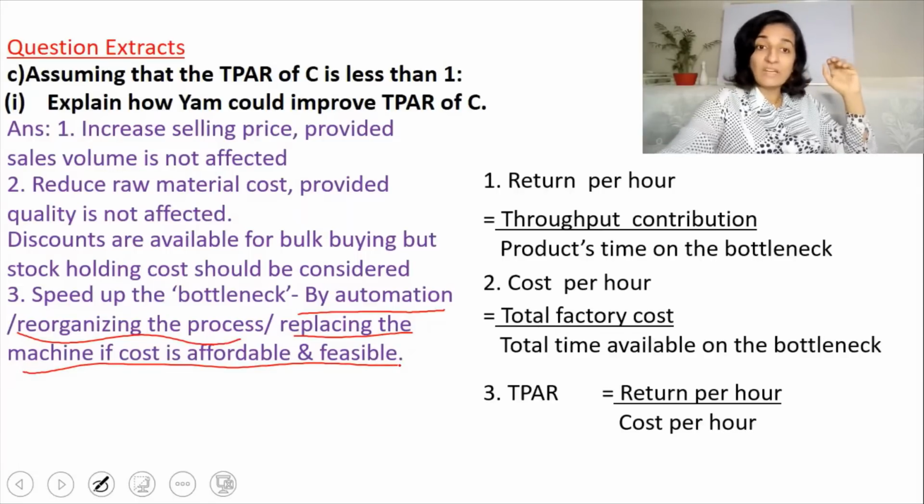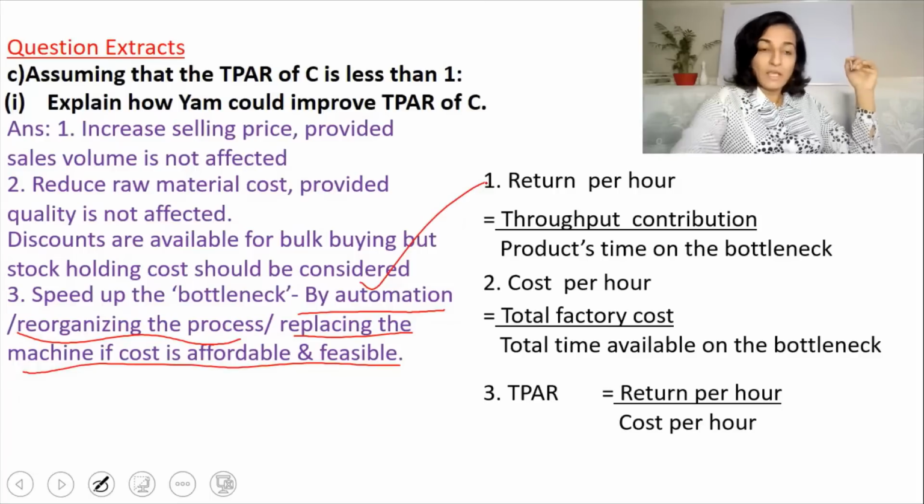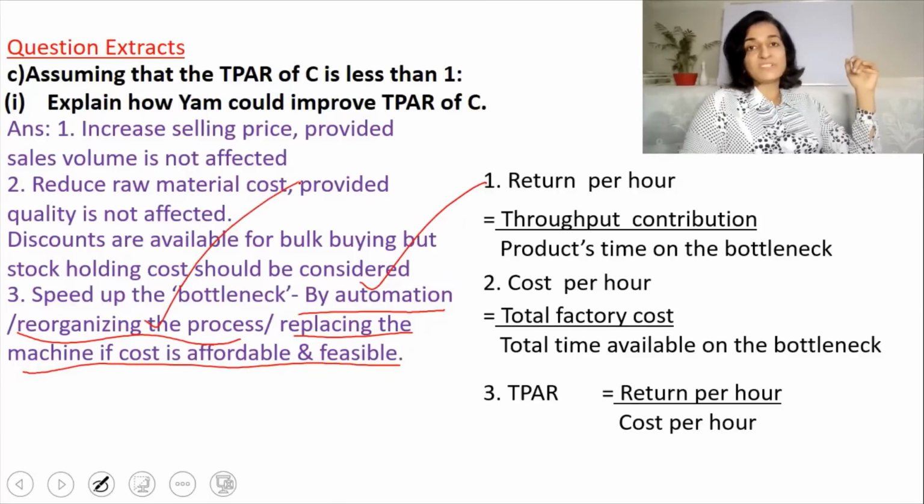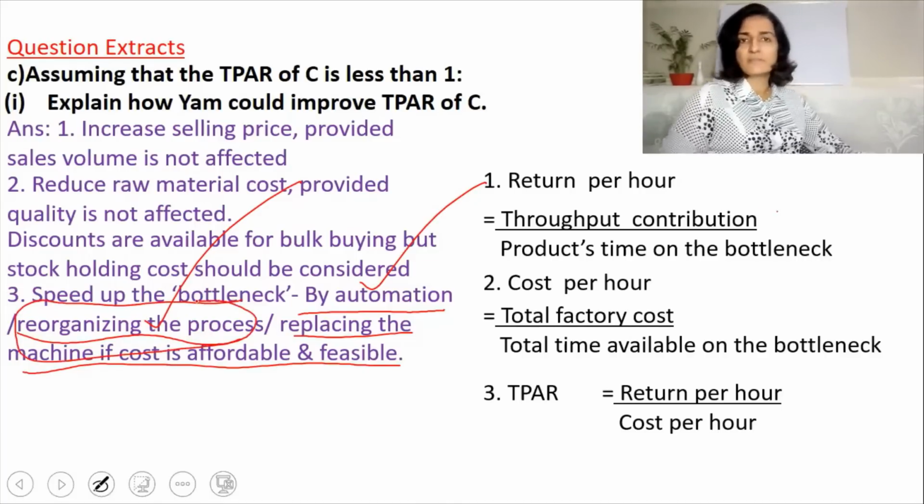You can speed up the bottleneck by automating the process. Instead of physical laborers coming and doing the process, which might take more time, you could automate it, and you can reorganize the process itself. Now, what is meant by reorganizing the process? You could observe the process and reorganize it in any way whereby the time is reduced.